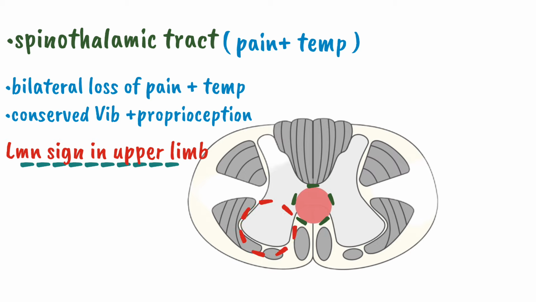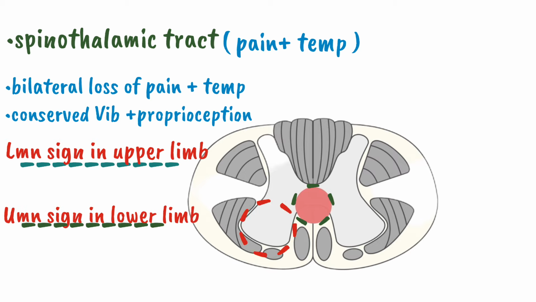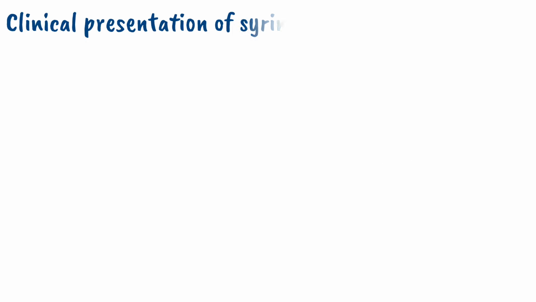Now come toward the third neurological abnormality, the upper motor neuron sign in the lower limb. As we discussed in the previous section, the syrinx can expand and involve the anterior horn. Sometimes the syrinx expands and involves the corticospinal tract. So when it involves the corticospinal tract, it will produce the upper motor neuron sign in the lower limb. It was all about the pathological basis of the neurological findings in syringomyelia.